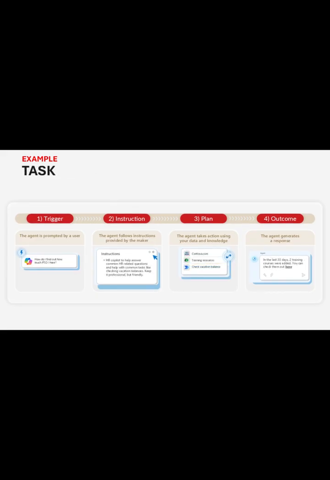This example shows a task-based agent. The trigger comes from a message. The agent answers HR questions and performs tasks like checking vacation balances. It uses organizational data and systems to complete actions, not just provide answers.